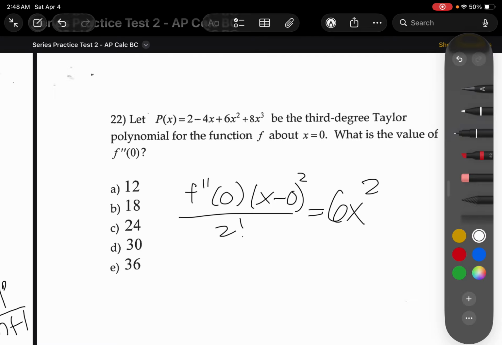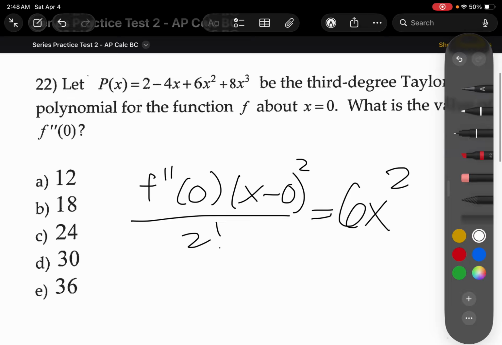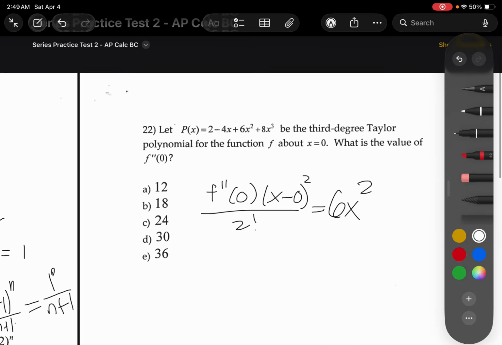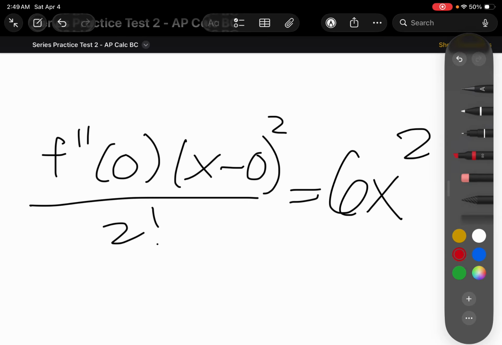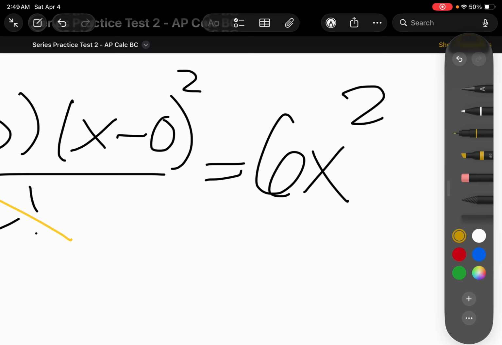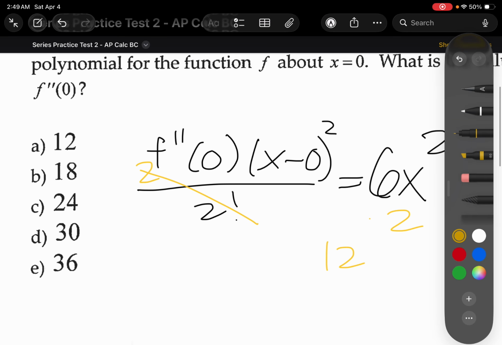Okay, back on track. All we need to worry about is the value. So basically, what is the coefficient, or what is the number? So we're going to multiply that by 2. 2 over 2 factorial is just 2 anyways. So yeah, 6 times 2, that's going to be 12. Ignore the function since we're solving for a constant. That's just going to be a.